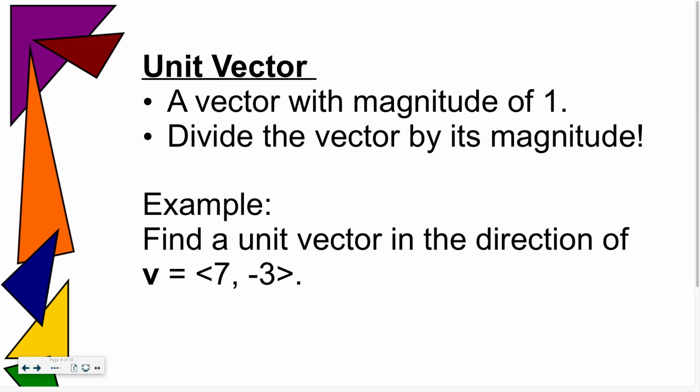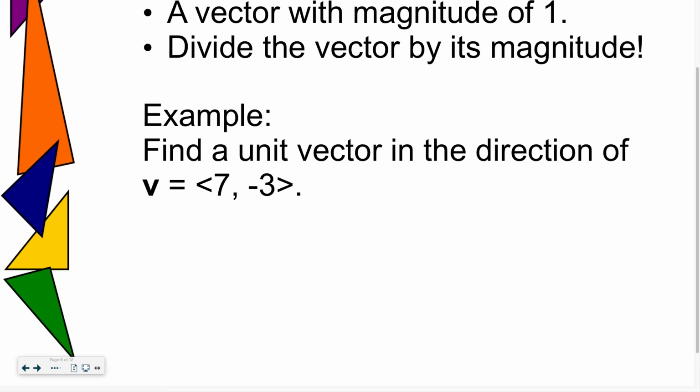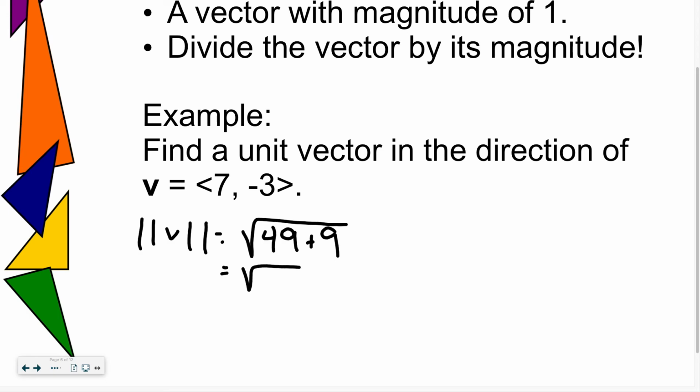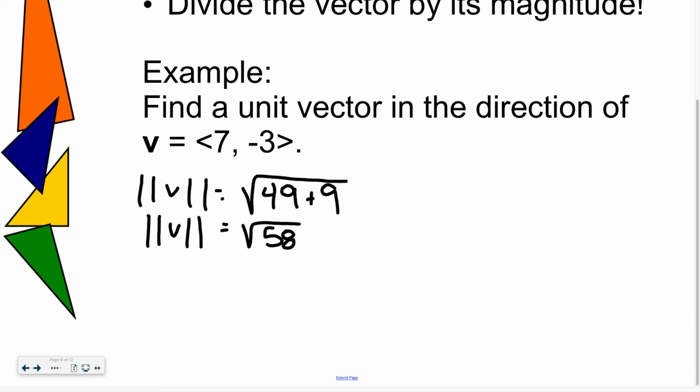Let's find the unit vector in the direction of 7, -3. So first things first, let's find the magnitude of this vector. Magnitude of V is the square root of, I could say 49 plus 9. Are you okay with that? So square root 58. Is V a unit vector? No, because its magnitude is square root 58, also somewhere between 7 and 8. Okay, not a unit vector. It does not have a magnitude of 1.